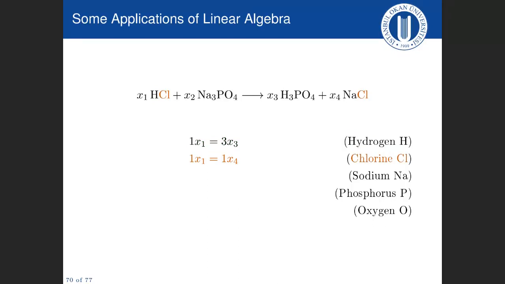There's 1 chlorine multiplied by x1 on the left, and there's 1 chlorine multiplied by x4 on the right. For the sodium atoms, there's 3 on the left multiplied by x2, and there's 1 on the right multiplied by x4. The phosphorus atoms, 1 on each side, but multiplied by x2 and x3. And the oxygen atoms, there's 4 on the left, and there's 4 on the right. 4x2 must be the same as 4x3.